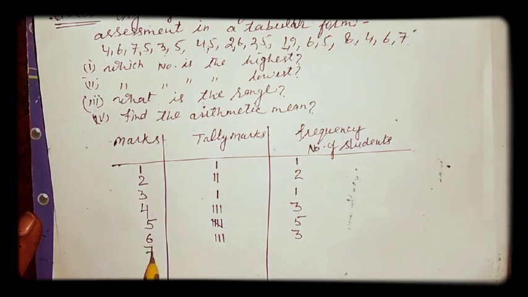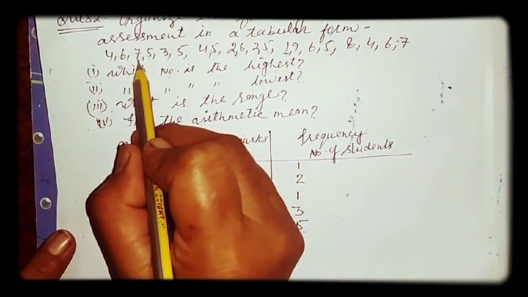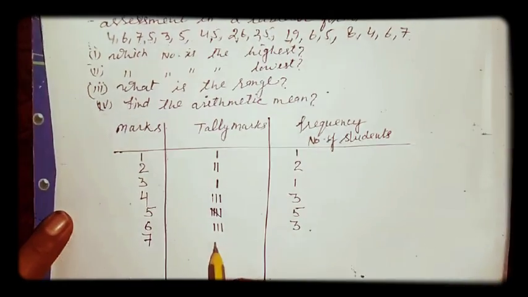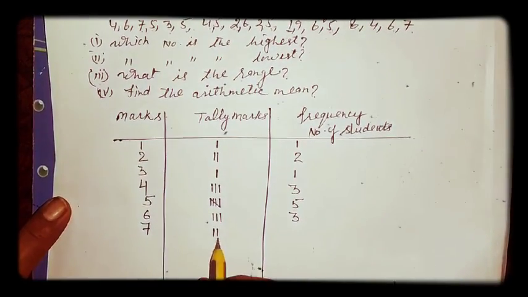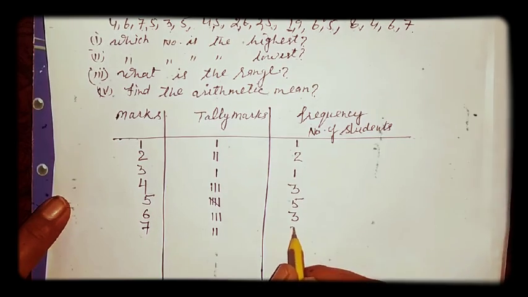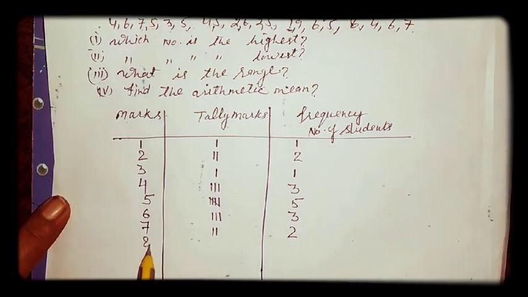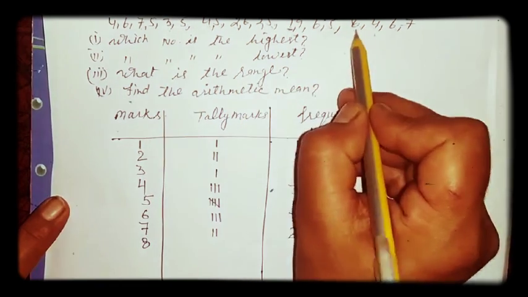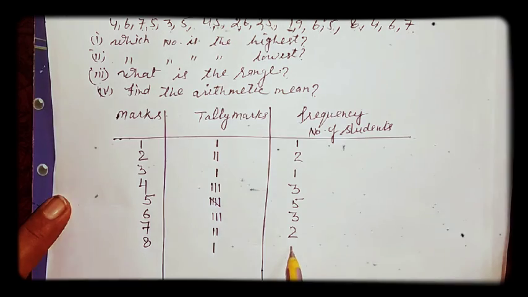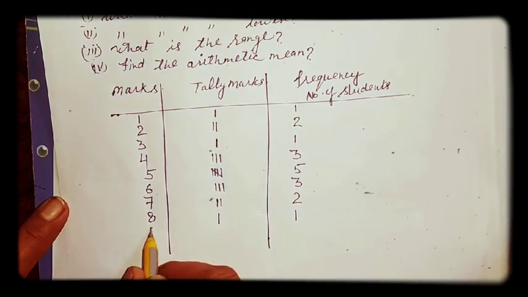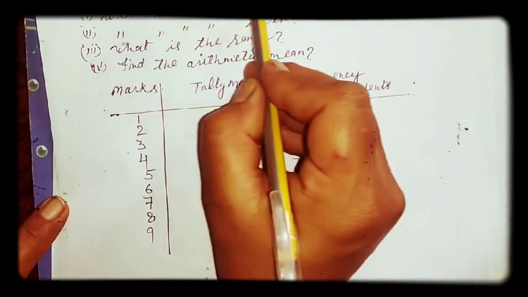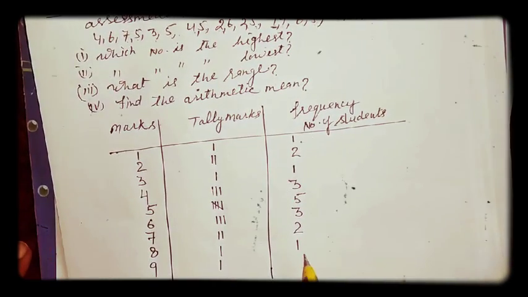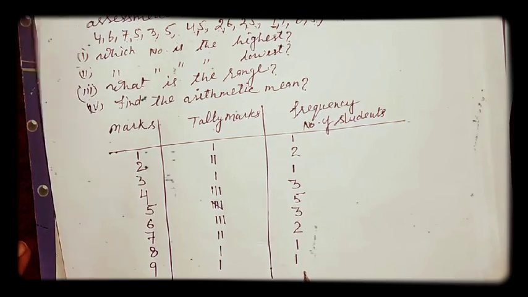Now marks 7. How many times is 7 occurring? 1 and 2. So we will represent it like this in tally marks and the frequency is 2. Now 8, how many times? Only one time. So it is 1 and 1. Now 9. The 9 is only one time. So in tally marks we will draw just one line and the frequency is 1.